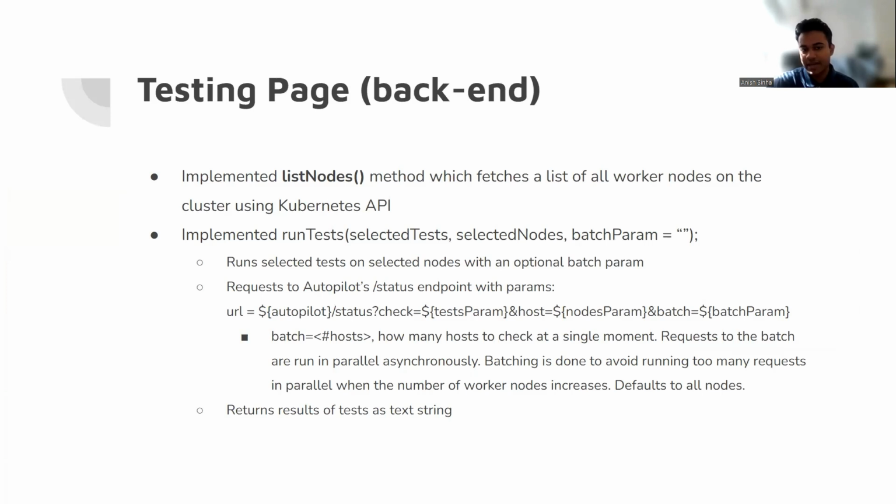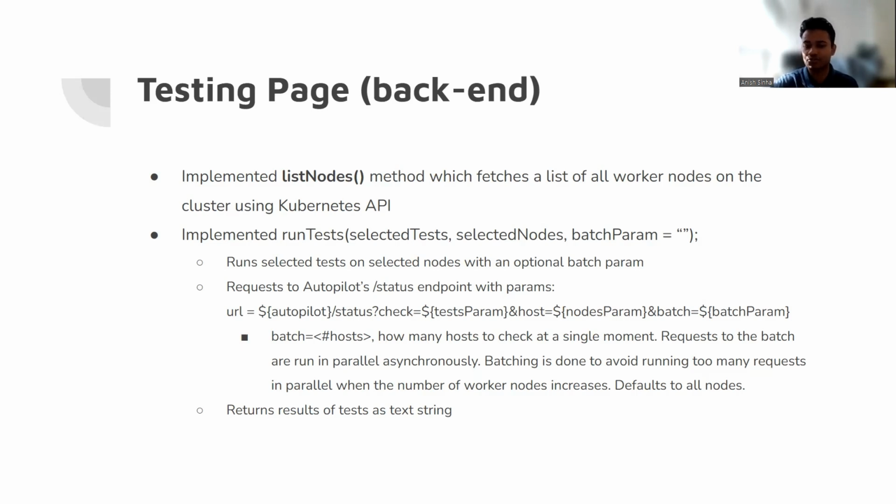We also implemented the main run tests method, which takes a set of selected tests and a set of selected nodes, and then runs the tests on those nodes by making a request to Autopilot's RESTful API, its /status endpoint, with those parameters. And as Ryan mentioned, there's also an optional batch parameter, which allows users to select how many hosts are being checked at a single moment.